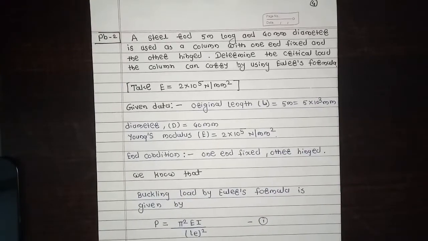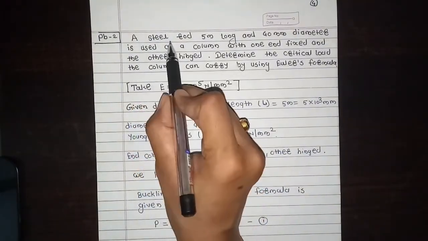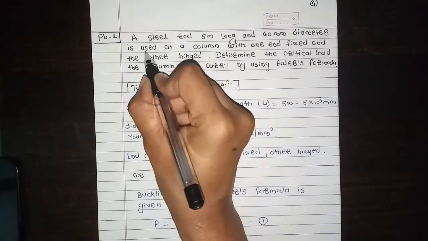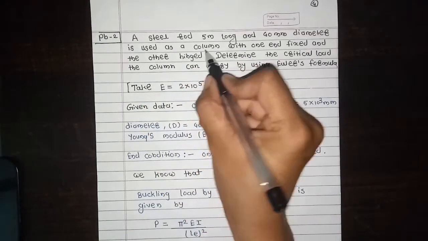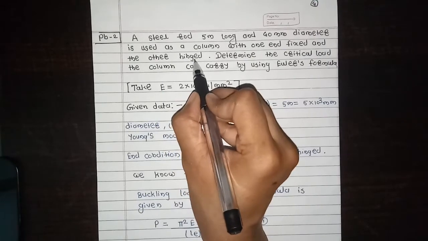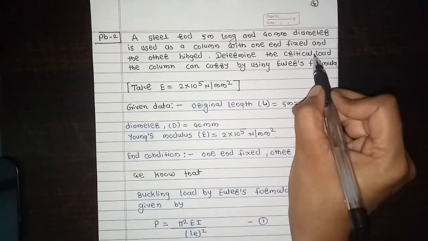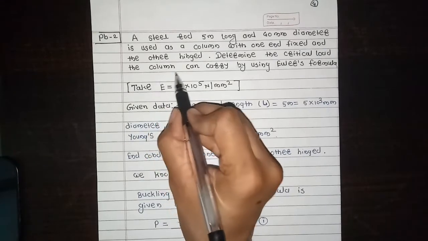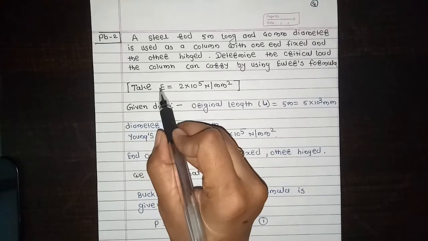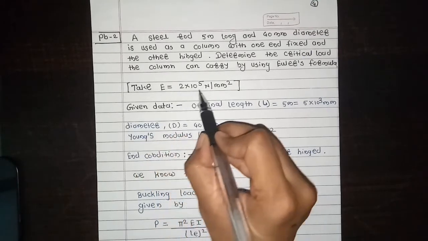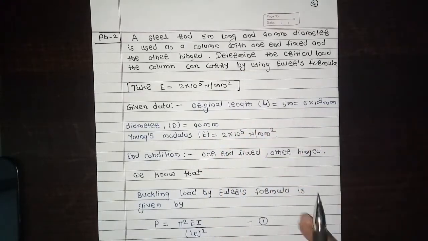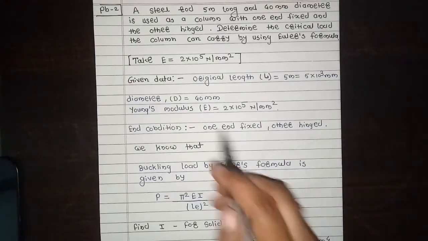The next, second numerical: a steel rod 5 meter long and 40 mm diameter is used as a column with one end fixed and the other end hinged. Determine the critical load the column can carry by using Euler's formula. Take the value of modulus of elasticity as 2 into 10 to the power 5 Newton per mm square. First of all, write the given data.